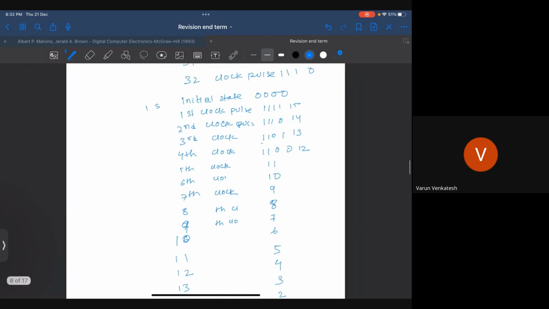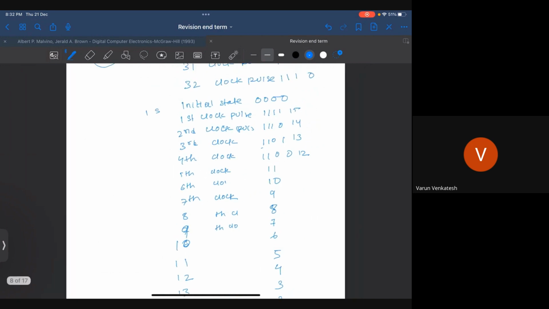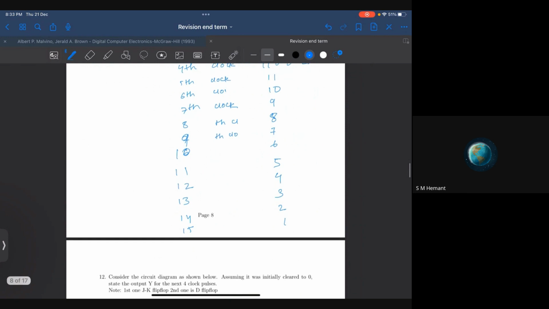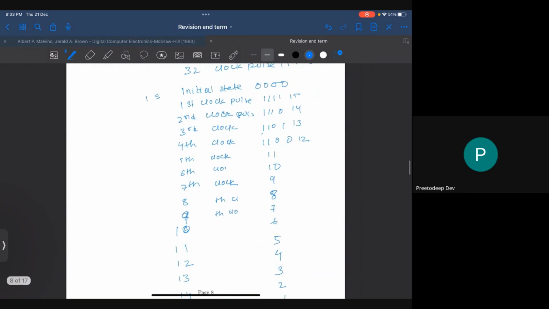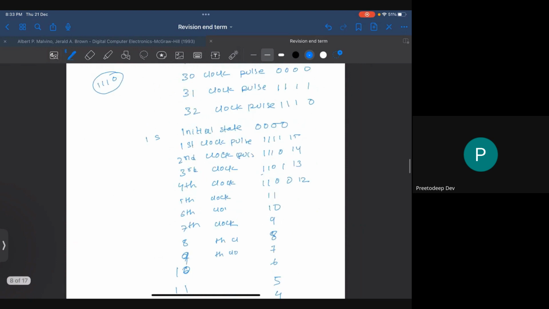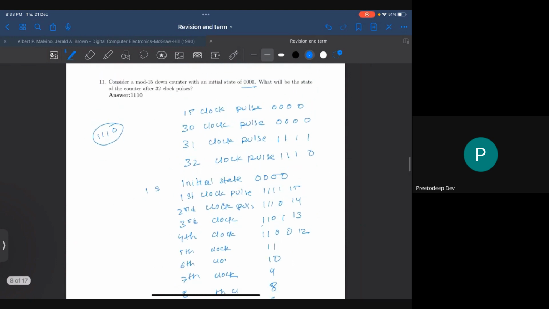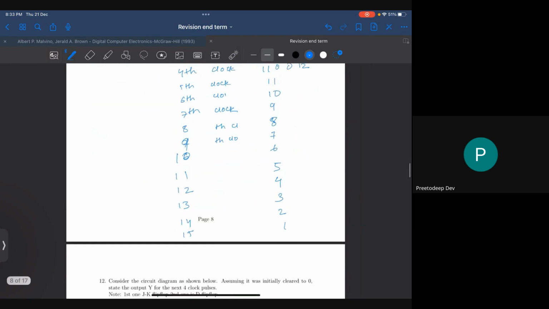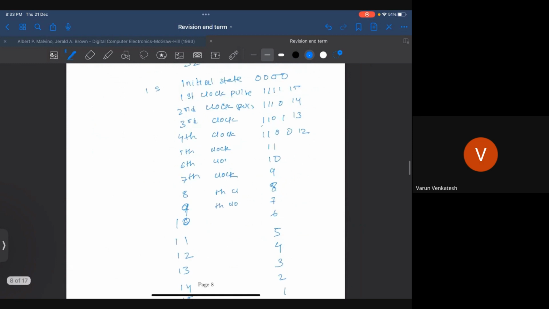Actually, sir, it's a mod 15 down counter, so 15 won't be the value. The first down count will go to 14. If you start from 14, then the 15th pulse will be 0, as you have written down. Oh, got it. So in the first clock pulse, it should be 14, correct? Correct. Yeah. First clock pulse it will be 14, I think.